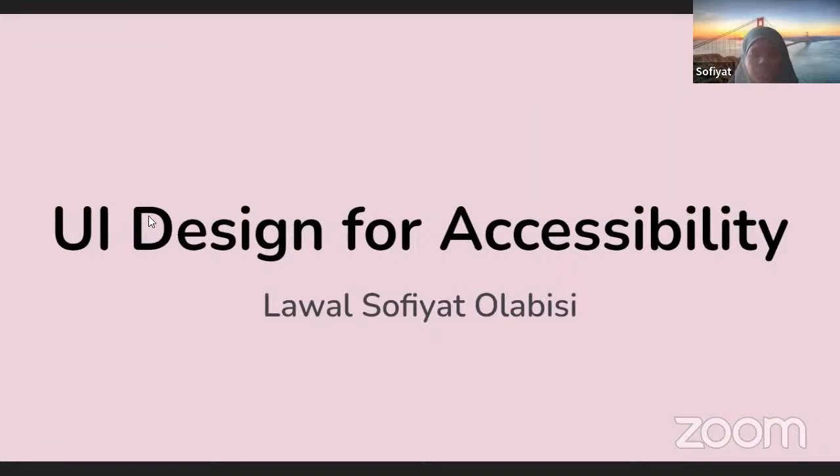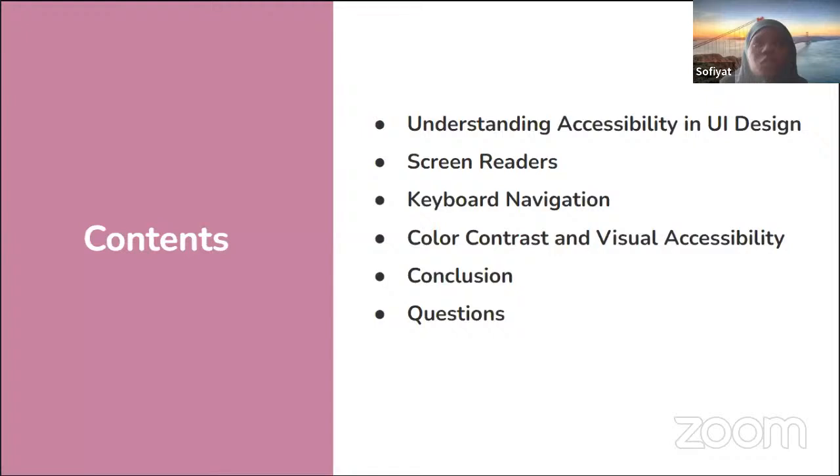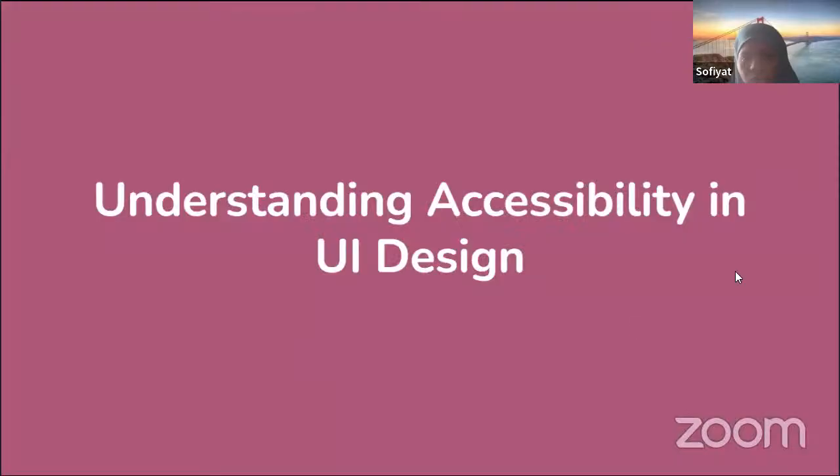So I'll be discussing the UI design for accessibility, and the content I would also be discussing: understanding readers, keyboard navigation, color contrast, and visual accessibility. Then we have the conclusion and questions at the end. So I'll be talking about all these things in the next slide. So what do you understand by accessibility in design, in UI design?